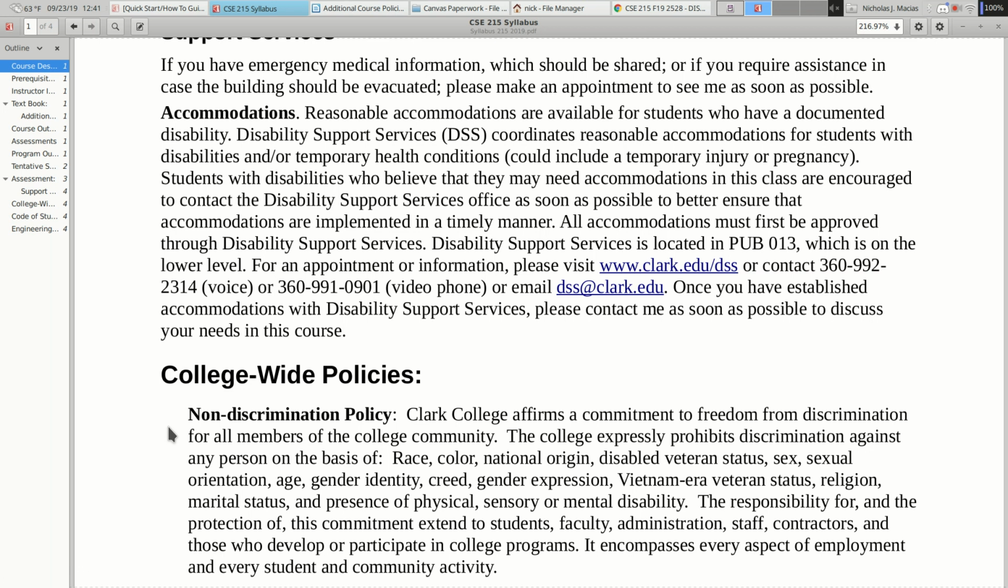So if you think you're in that kind of situation, talk to me, talk to the DSS office, go visit them in Penguin Union Building, room 13, visit their website, email, there's a lot of ways to reach them. Okay, easiest way, if you're not sure, just come and talk to me and we can go from there. It's a great resource. I strongly recommend taking advantage of it.